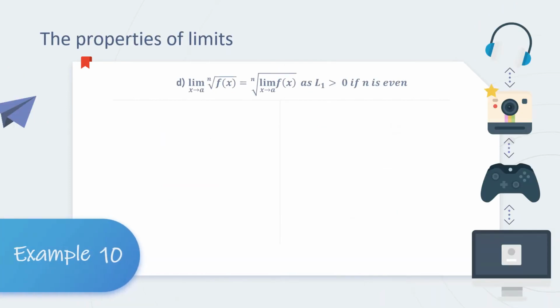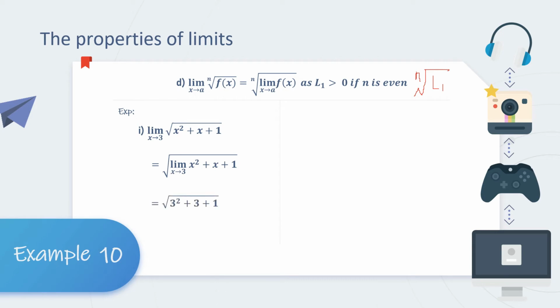Next, the limit of a square root or nth root is the square root or nth root of the limit, provided the limit is greater than 0 if n is even. Referring to example 1, given the function, the limit of the square root of x squared plus x plus 1 when x approaches 3. Substitute 3 into the function and the answer is the square root of 13.